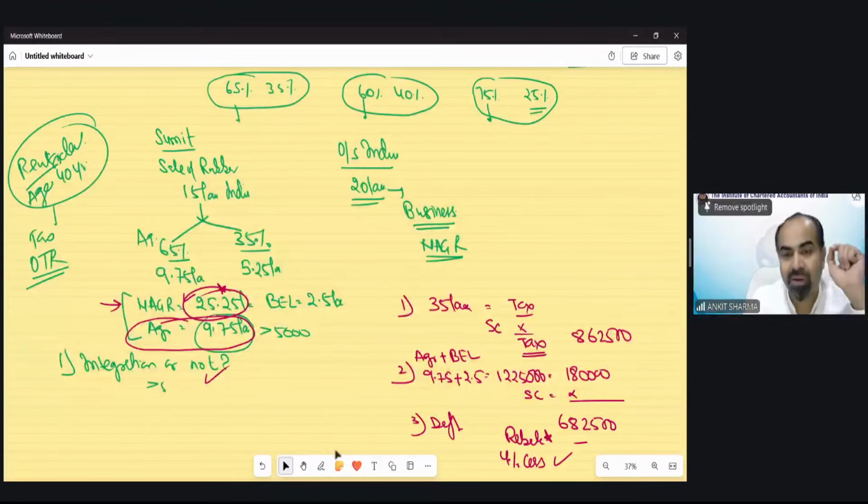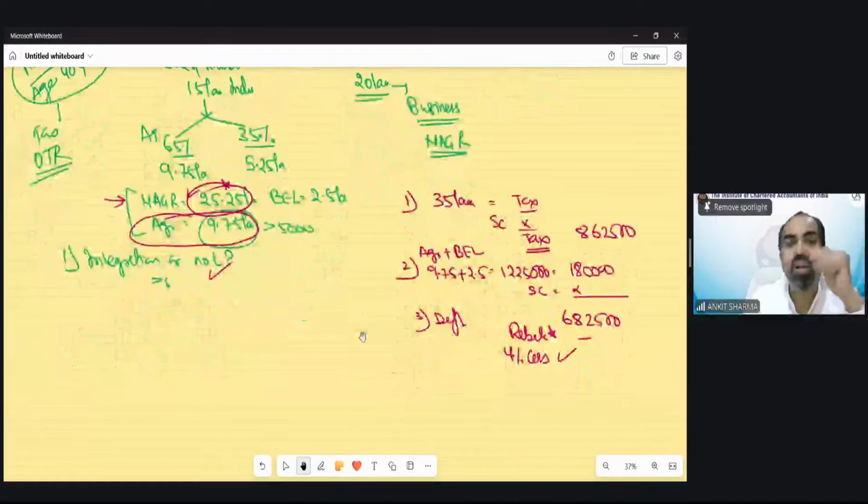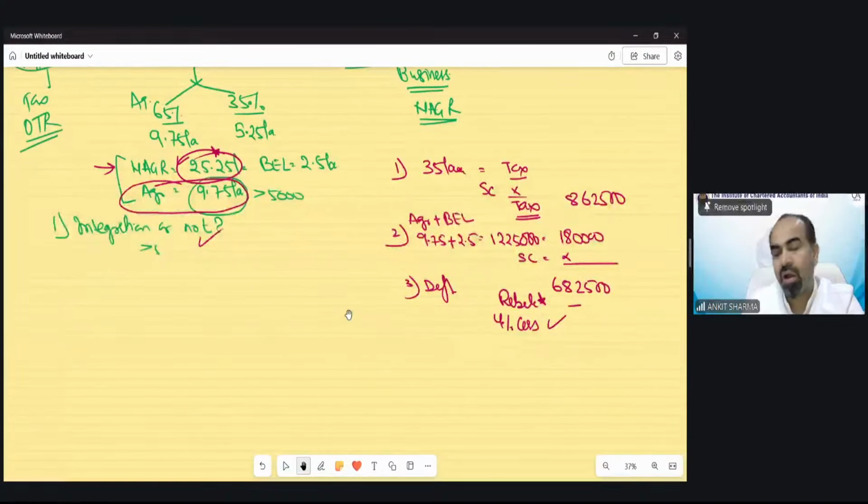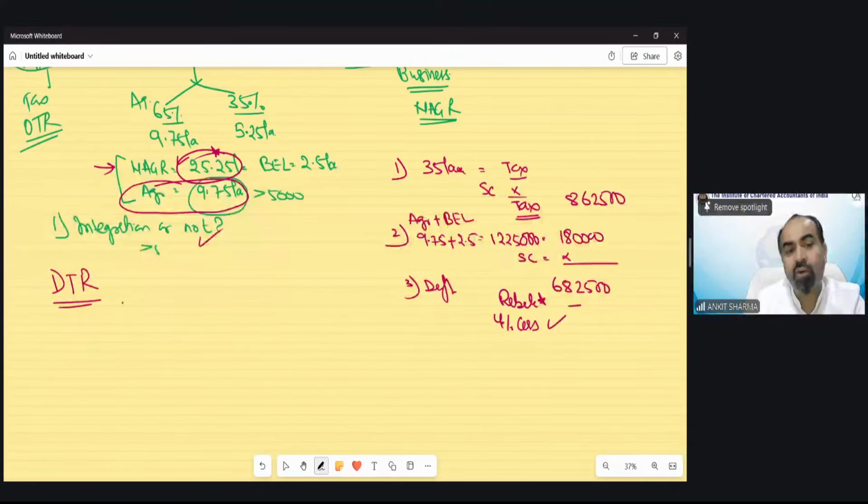So please remember, if there is an agriculture income question and tax is asked to be calculated, then always think about the integration concept. Suppose in this case, the question asks you to calculate the tax as per the default tax regime, then what would be the changes? On the first point, we have to calculate tax on 35 lakh rupees. Again, no surcharge. On the second point, the amount would change. The agricultural income plus the basic exemption limit of 4 lakh, so technically we have to calculate tax on 13.75 lakh rupees.